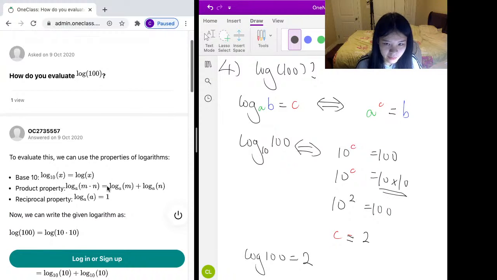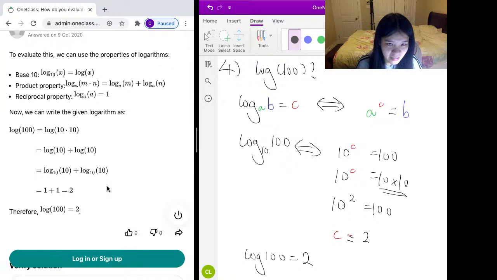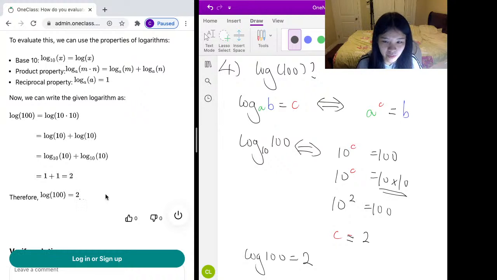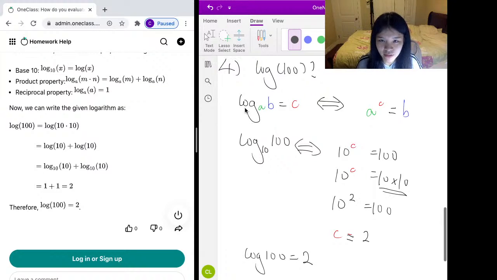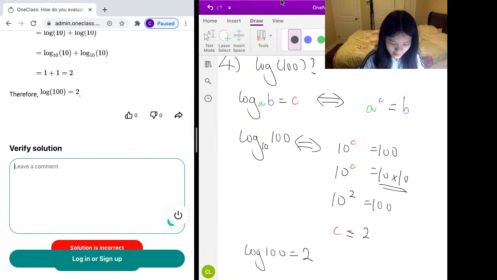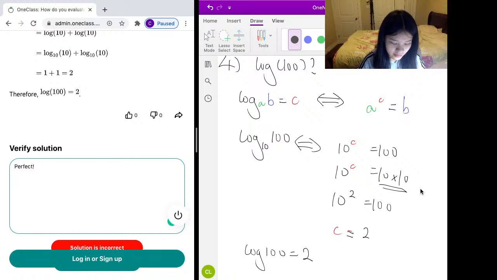And let's look at the sample solution. The sample solution used the product property of the logarithms, which also arrived at the same answer where log 100 equals 2. But I think directly applying the rule of logarithms might be easier because you would know that 10 squared, or 10 to the power of 2, is 100. Cool. So the solution is correct. So we say something like perfect. The solution is right. Great job. Yay.